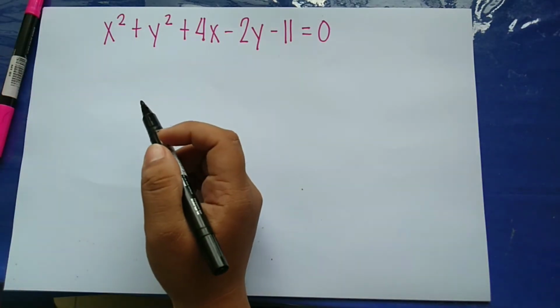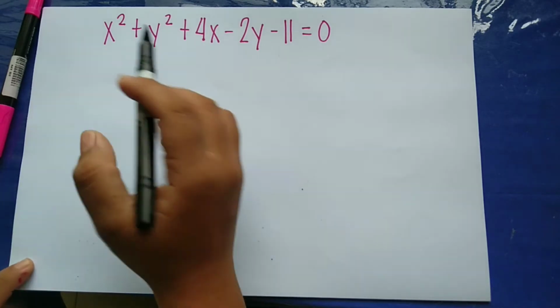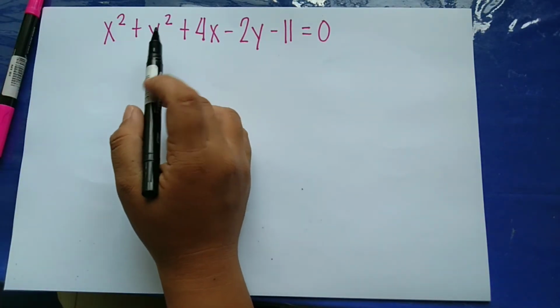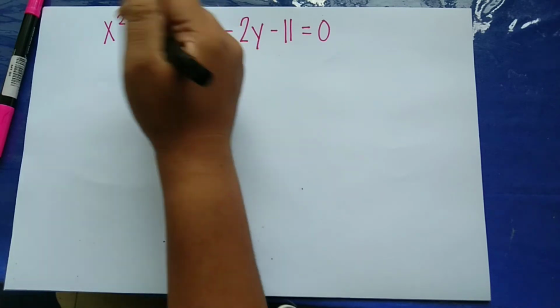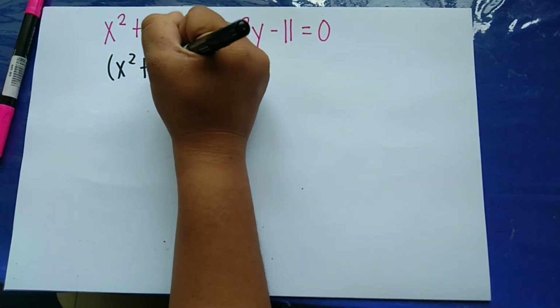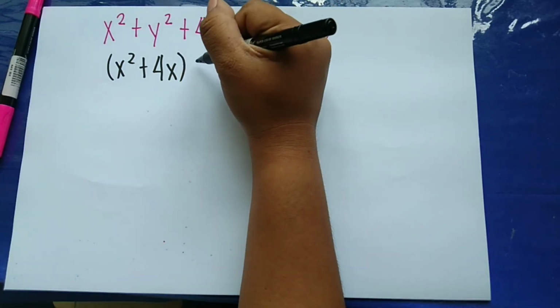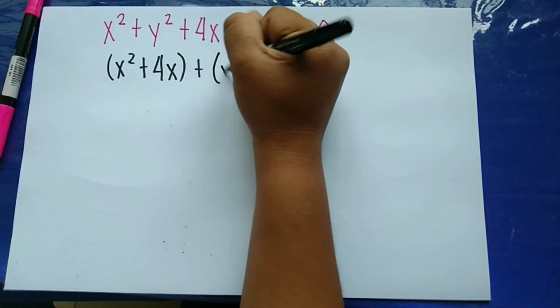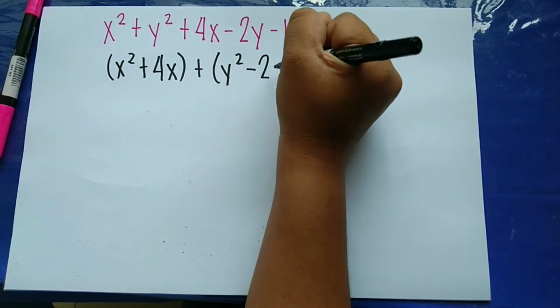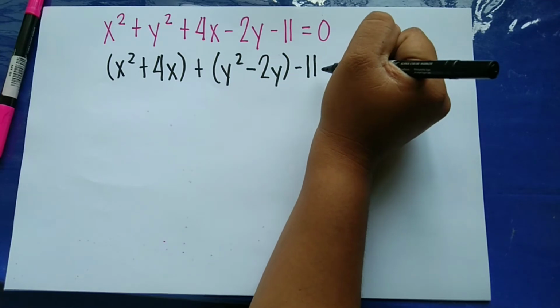We will go to step number 2, group the terms with the same variable. So this one and this one and this one and this one. We have x squared plus 4x, then y squared minus 2y. Then we will copy the constant term.